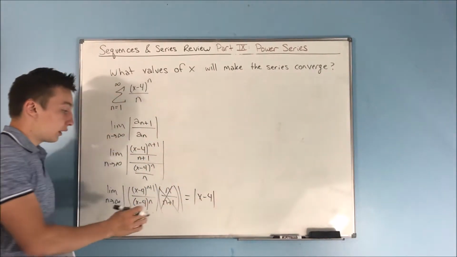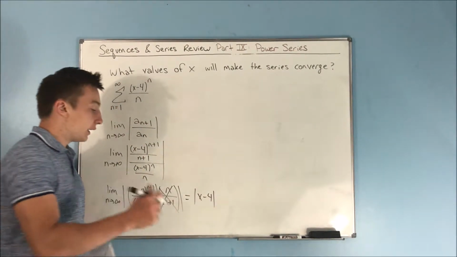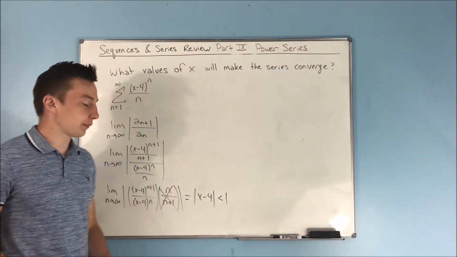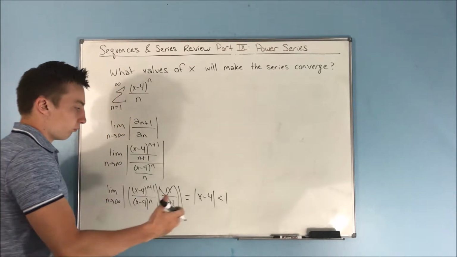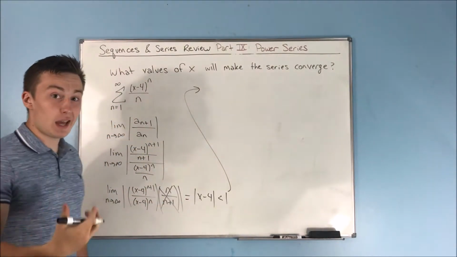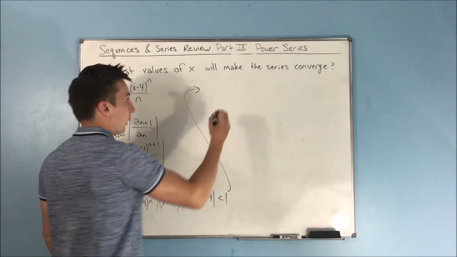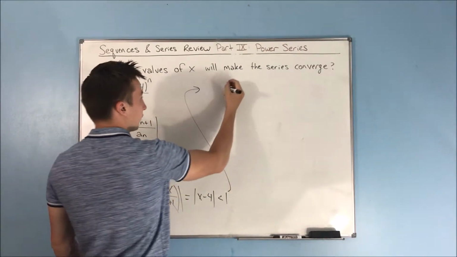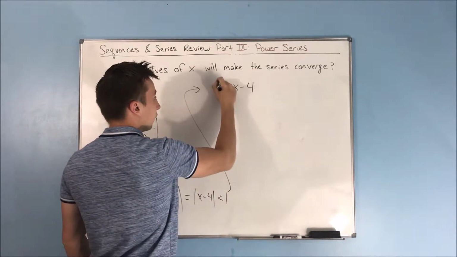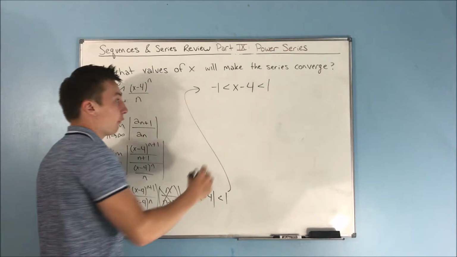Now for this series to be convergent, this piece right here needs to be less than 1. That's what the ratio test says. So now we can figure out what values of x are going to make the series converge by doing this out a little bit further. If you drop the absolute value signs, you have x minus 4 is greater than negative 1 and less than 1. And you're just going to add 4 on each side.